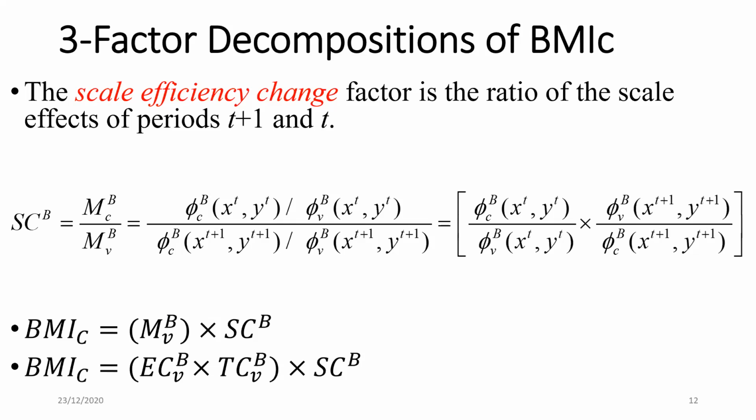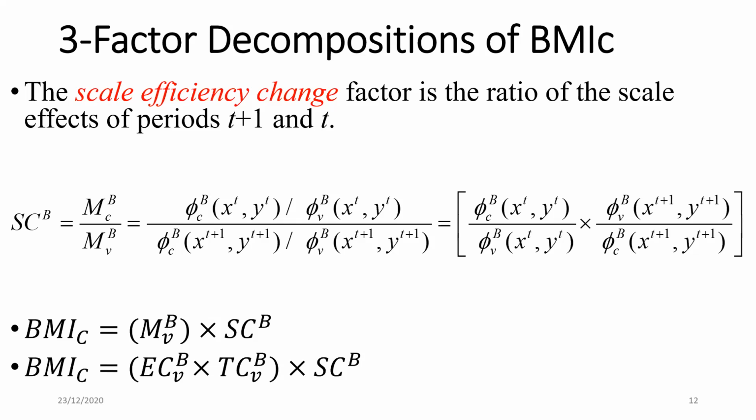And VRS says that size matters. CRS says size does not matter. Okay, and the scale efficiency change throws more light on that. And that is why you can see that all of them are measured relative to the biennial constant or biennial variable, constant, variable return scale.